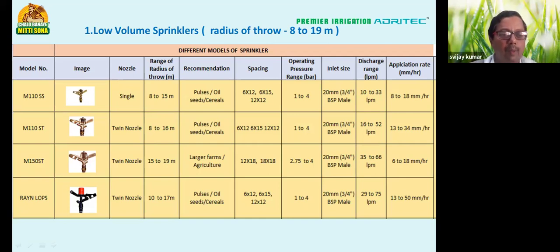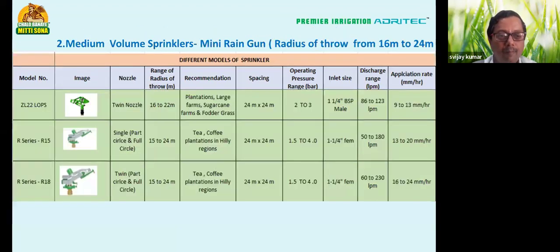So like that, different models. For example, this 110 ST will give you around a 40 feet radius. And if I take the 150 model, it will give around 80 feet radius. And this rain sprinkler, what you're seeing, is actually a plastic model. And in places where theft is a problem, like people steal these sprinklers because of the brass value, in such cases, we also have engineering plastic rain operated sprinklers. So this is basically the low volume sprinkler, the first category.